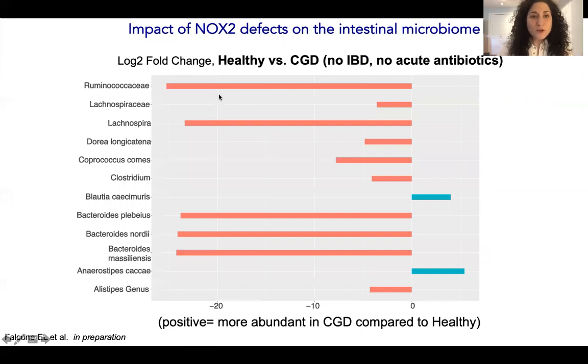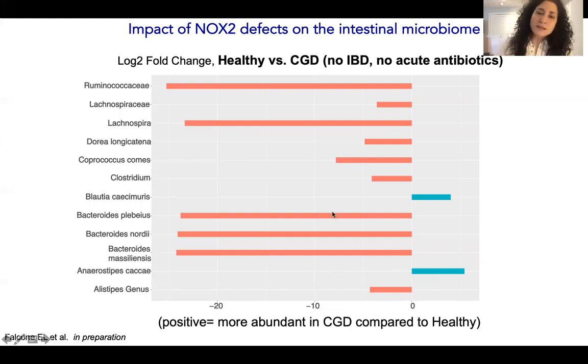We then looked more specifically at which bacterial taxa were significantly different when comparing patients with CGD versus healthy individuals. In this case, positive values mean that they're more abundant in patients with CGD compared to healthy individuals. What we see is that there is enrichment for Blautia cassimiris and Anaerostipes cacae in samples from patients with CGD.